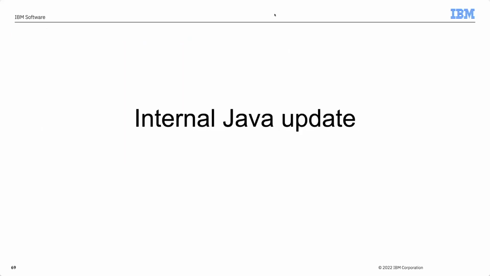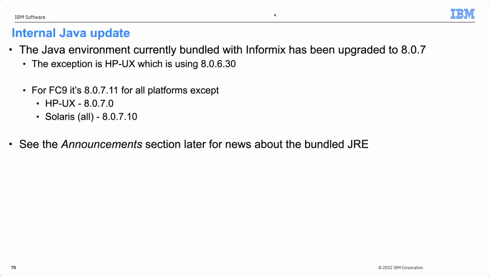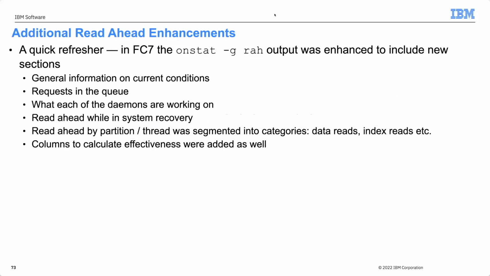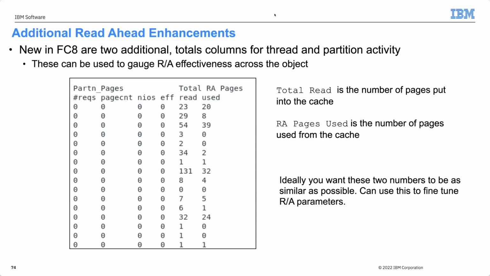Some other things that occurred in FC8, Scott already talked about the Java updates. In FC9, we're now at 807.11 except for HPUX and Solaris, and there's some other information about Java that I'll be covering in just a few slides. Scott already talked about the Readahead enhancements, the fact that we made changes in FC7. There are two additional columns though in FC8, and they are the total read pages and the Readahead pages used.